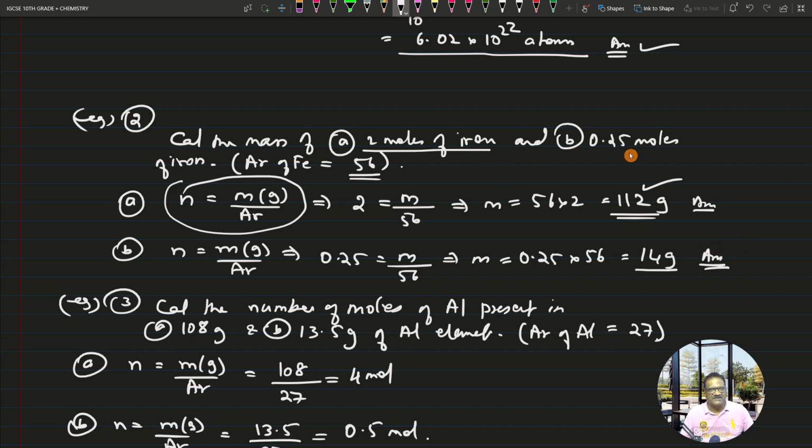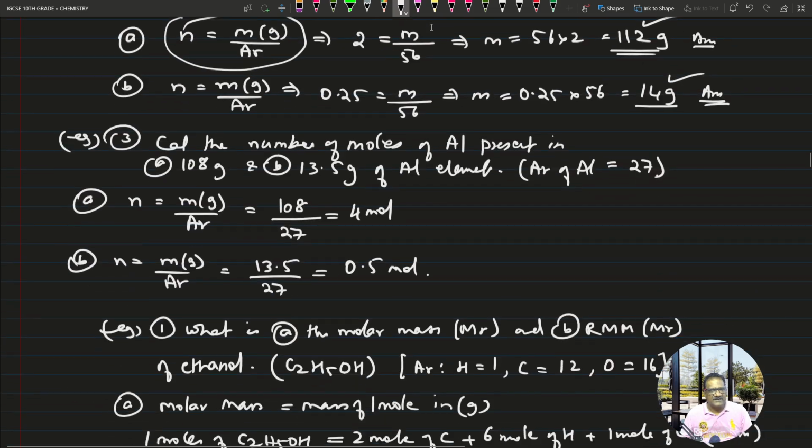The second one is 0.25 moles of iron. Again, you have to use the same formula. For N, you'll take 0.25 equal to M upon 56, because 56 is the AR value of iron. So 56 multiplied by 0.25 should give you the mass in grams, and that works out to 14. So 14 gram is the answer.